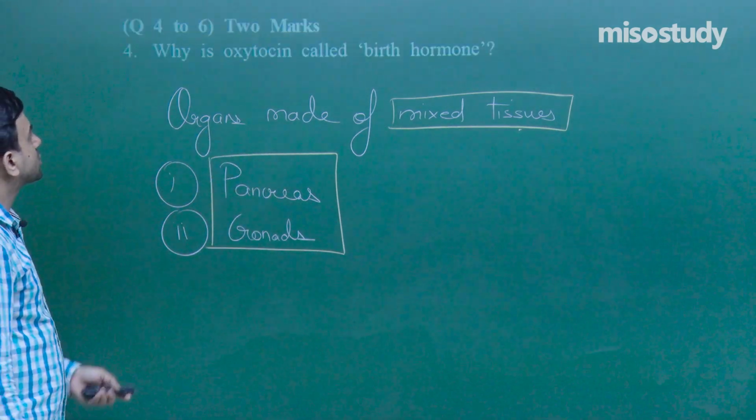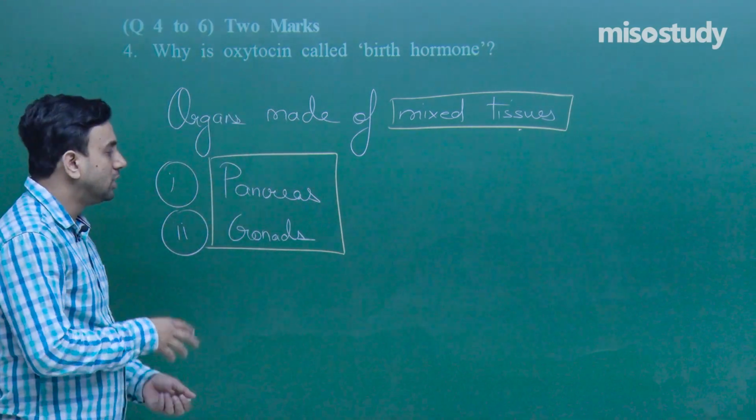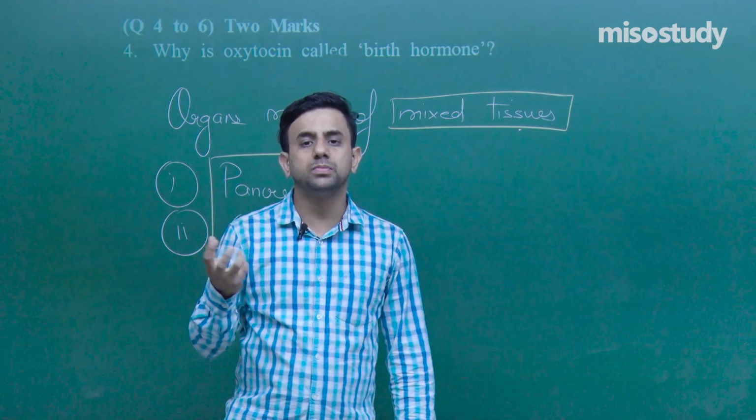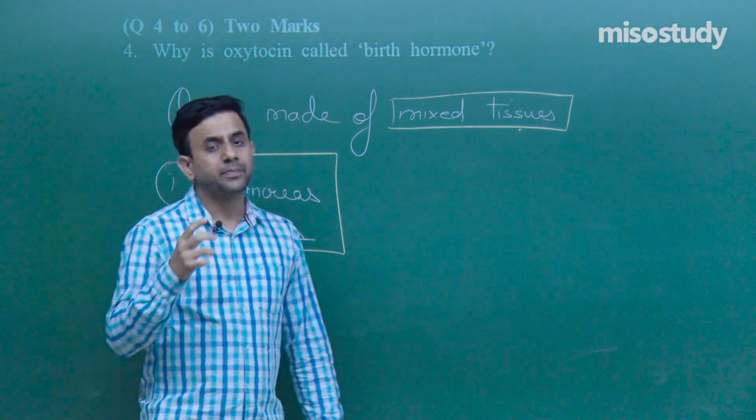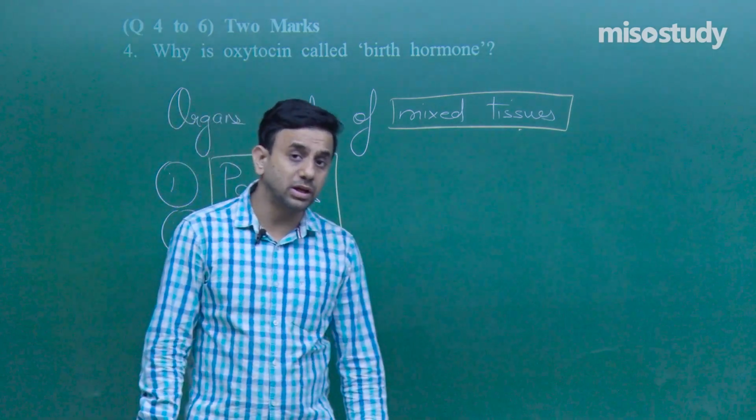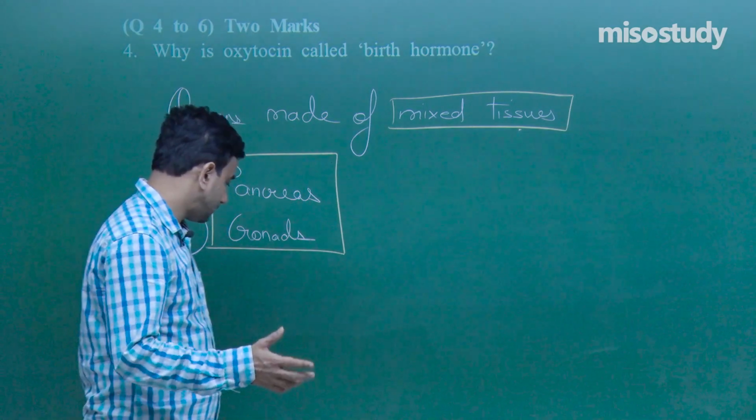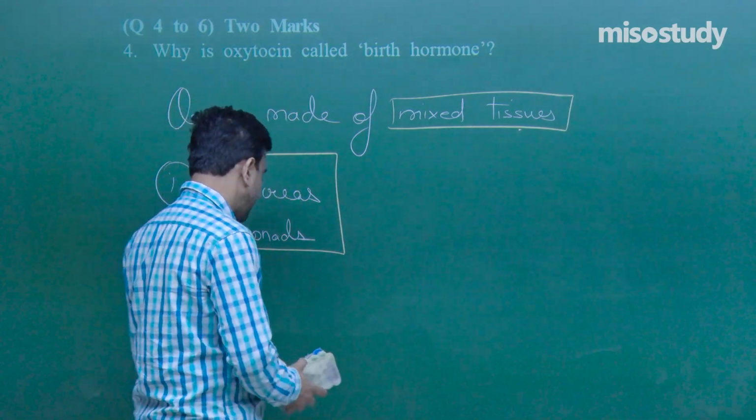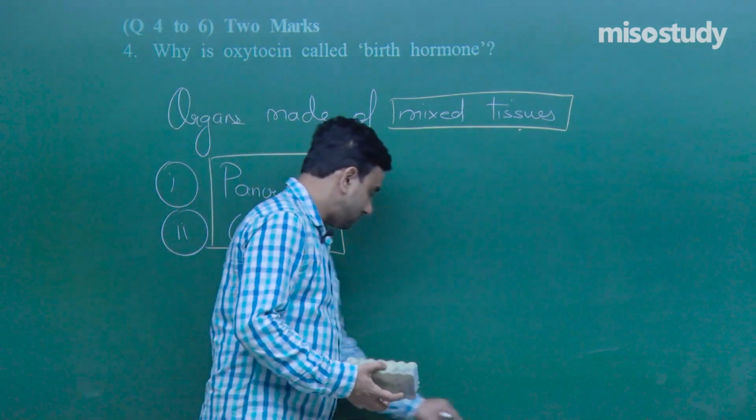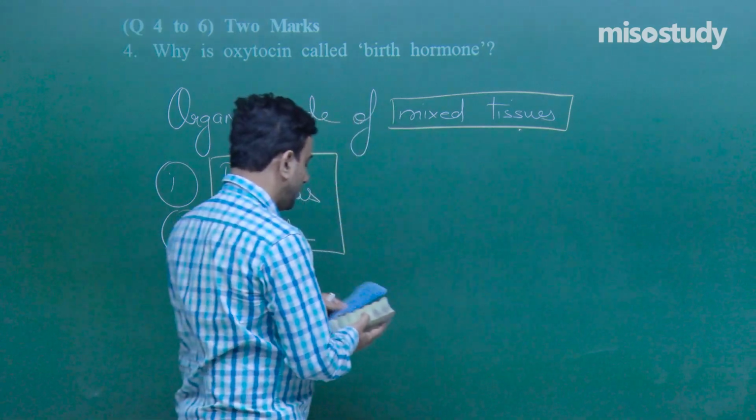We'll move on to the next question. Why is oxytocin called the birth hormone? See, what does oxytocin do? Oxytocin helps in the contraction of the smooth muscles of the uterus, that is the myometrium layer. The uterus has the perimetrium, the myometrium and the endometrium, and the myometrium is the muscular layer. So that is why this is called the birth hormone.